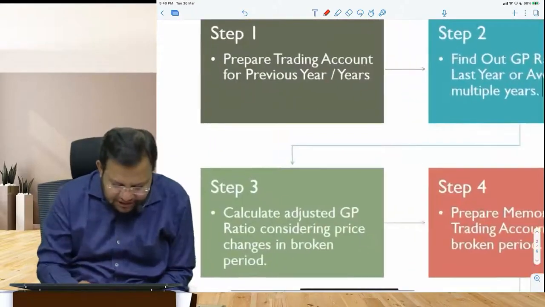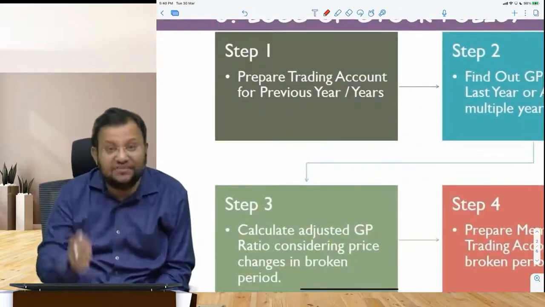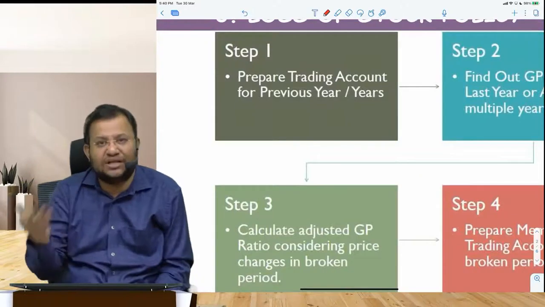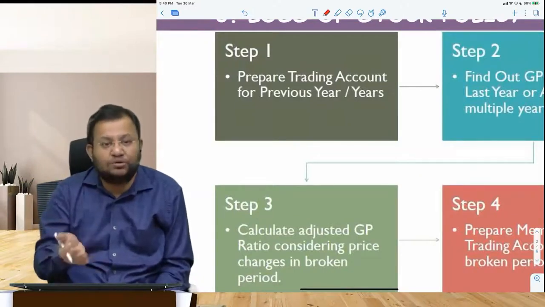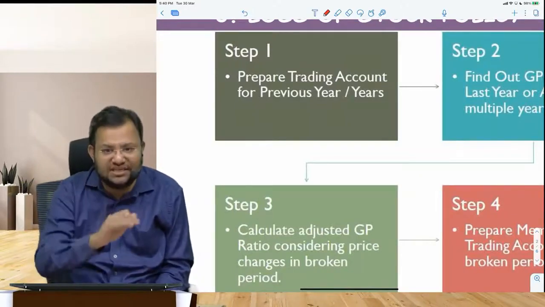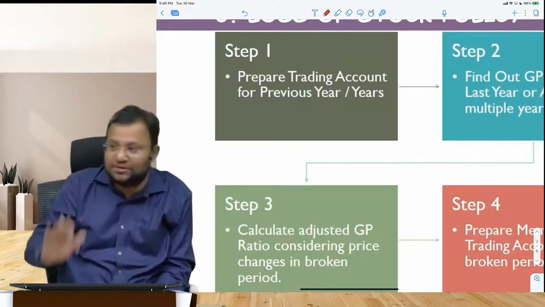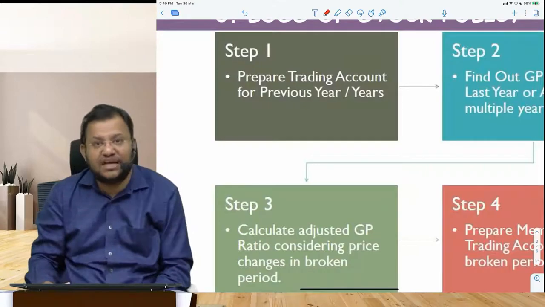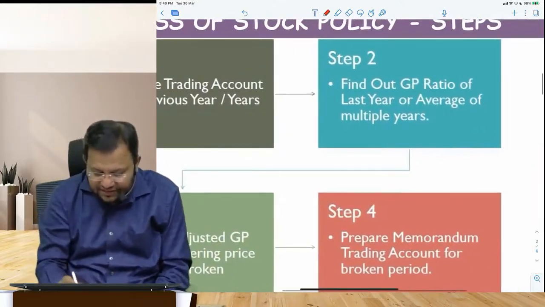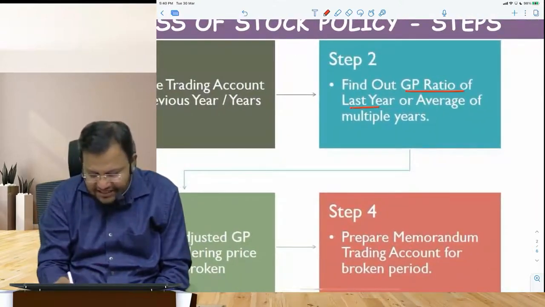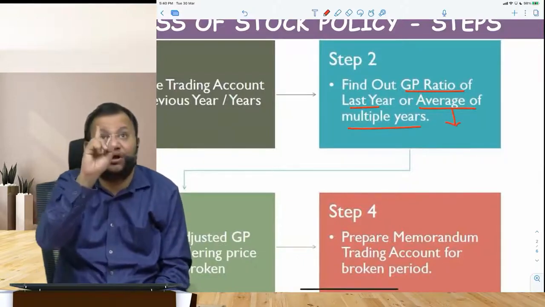So what we do is we prepare a trading account for the previous year or multiple years, so that we get to know about the profit margin in the previous year. We always make an assumption, unless otherwise specified, that the same profit margin has been continued. So we find out the GP ratio of the last year or average of the multiple years. While taking an average, you should be always careful.